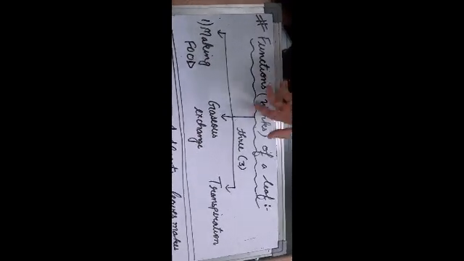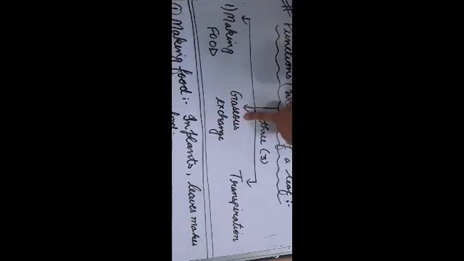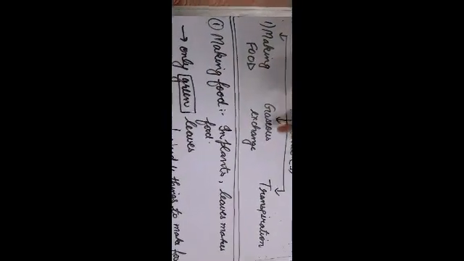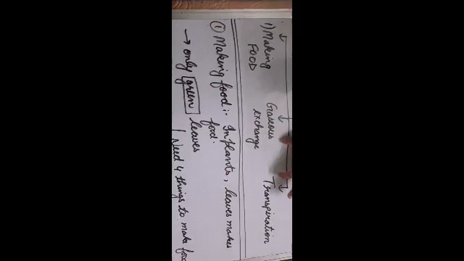Now our next topic is functions of a leaf. The word functions means work, means what sort of works are done by the leaf. So basically the leaf does three different works. The first work is making food, second one is gaseous exchange, and the third one is transpiration. This you have already learned in your lower classes, but these two you're going to learn in this class only.